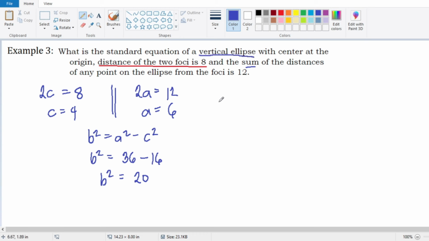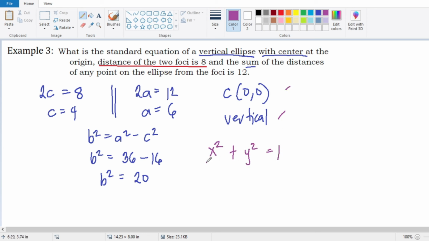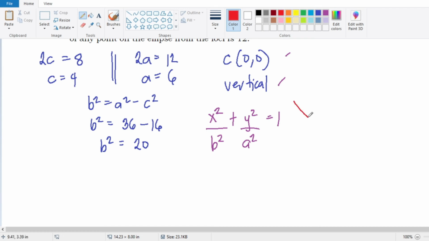And what we need when it is vertical is a vertical ellipse with center at the origin. Our center is at 0, 0. Then vertical. The equation we need for vertical at 0, 0 is x squared plus y squared is equal to 1. A squared is under y because it is vertical. So you now have x squared all over 20 plus y squared over 36 is equal to 1. There's your answer.